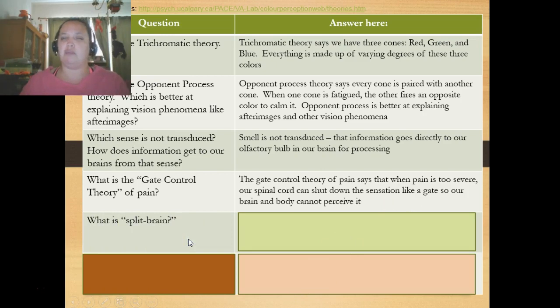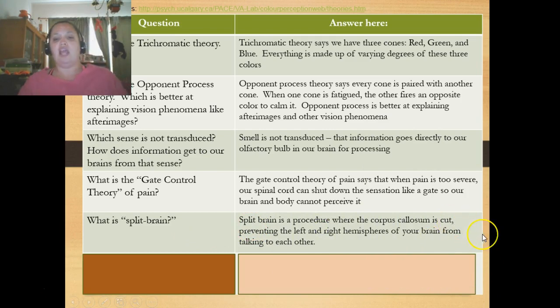All right, split brain. Remember our friend, the corpus callosum? It connects the left and right hemisphere, and it's like a bridge. Information can go from one side over to the other. Well, split brain is when the corpus callosum is cut. Sometimes it has to be cut due to seizures. Sometimes it can be cut during an accident or for other reasons. But basically, it prevents the left and right hemisphere of your brain from talking to each other. It's not a very commonly done procedure. It's usually done when they've tried everything else and nothing has worked.